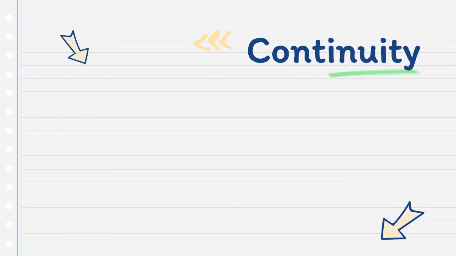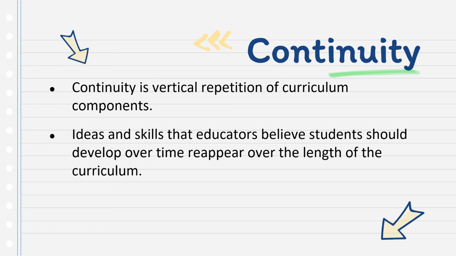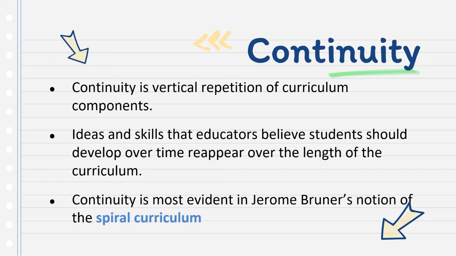Next is continuity. Continuity is a vertical repetition of curriculum components. This continuity ensures that students revisit crucial concepts and skills, ideas, practice, and skills that educators believe students should develop over time reappear over the length of the curriculum. And continuity is the most evident in Jerome Bruner's notion of the spiral curriculum.